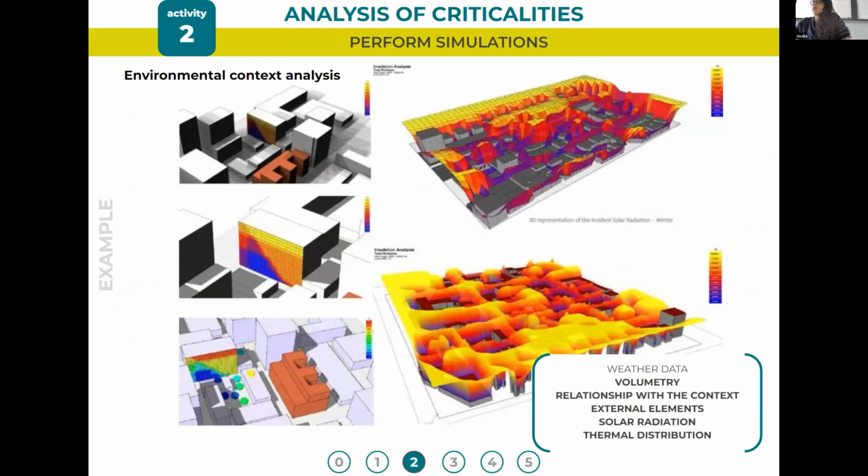Other kinds of simulation, for example the one of solar radiation and thermal contribution, consent us, in a very intuitive way, to understand the amount of solar radiation impacting the various surfaces of our building, and also to understand how the surrounding volumetries influence the behavior of our building, not only buildings, but also, for example, trees or vegetal elements.